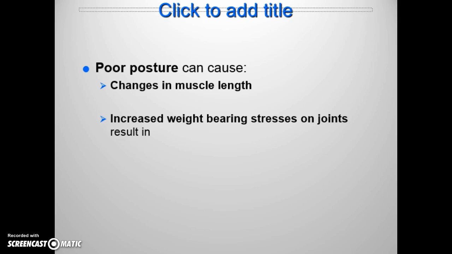Poor posture in itself can cause changes, such as changes in muscle length. Shortened muscles will lose sarcomeres and become tightened and lose their elasticity. Lengthened muscles will increase sarcomeres, and there will be a change in the length tension property in these muscles. Increased weight-bearing stresses on joints result in deformation of cartilage, nutritional changes in the bones, and degenerative joint changes, which can lead to inflammation.